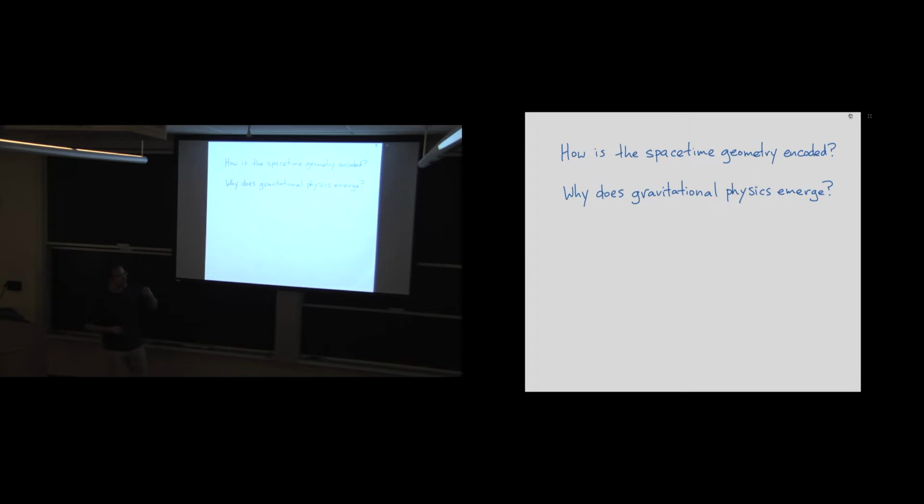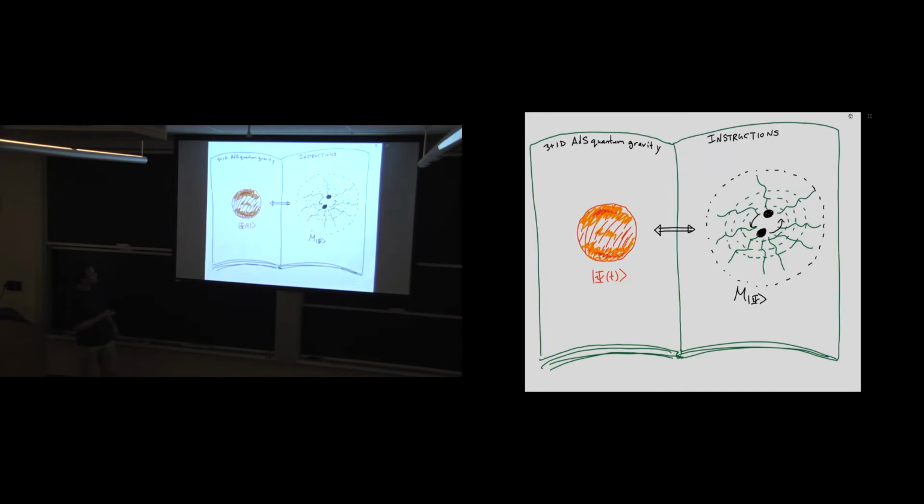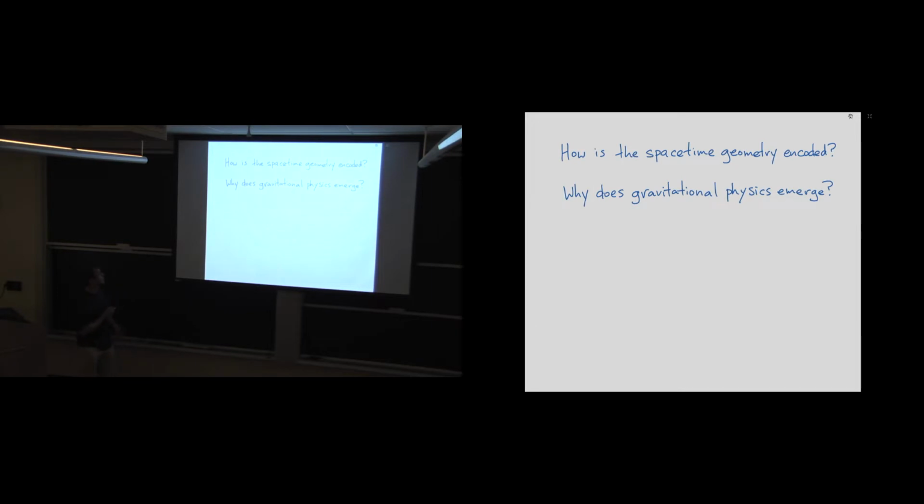Okay, but what is this dictionary? So we know what this system is, we know the Hamiltonian and everything. If someone gives me a quantum state and I'm allowed to calculate anything I want, how can I take that and figure out what is the space-time that's being encoded? What's the gravity picture? And so that's one big question.